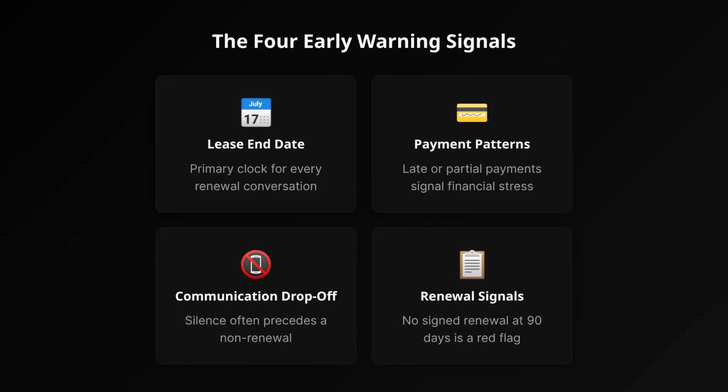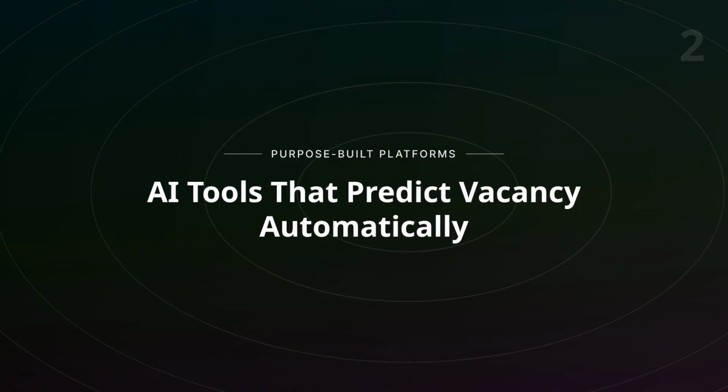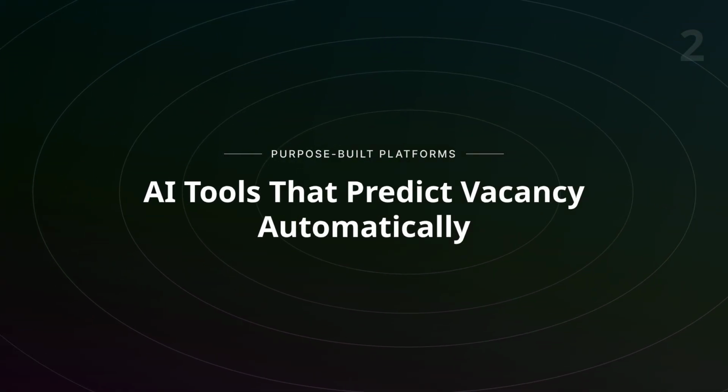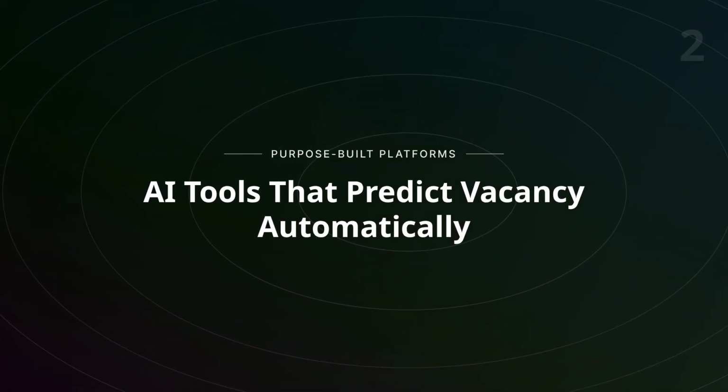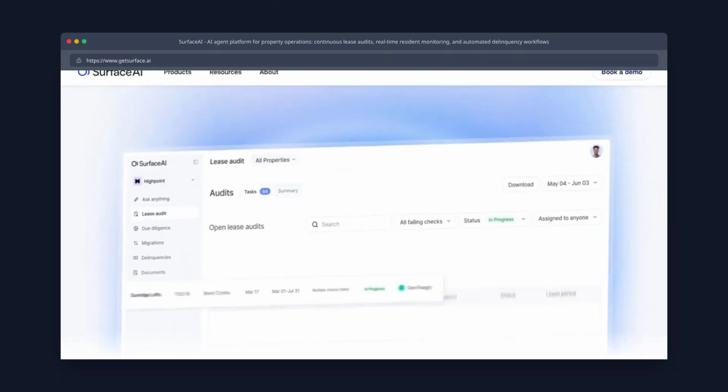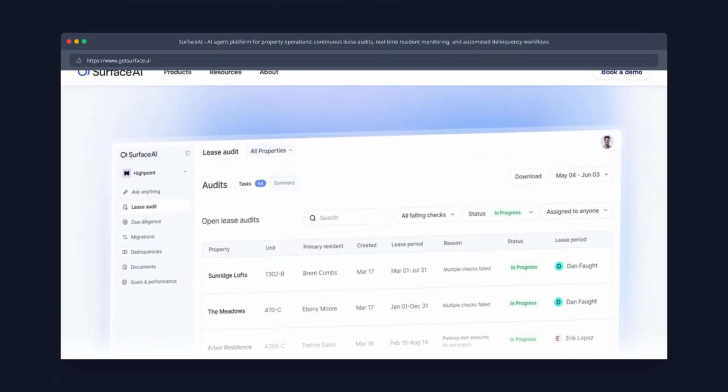The ChatGPT exercise teaches you something important. Predictive occupancy is really about reading early warning signals. These are the 4 data points that matter most when you're trying to flag a unit before it goes dark. Once you understand the signals, you're ready to automate the detection. Let's look at the platforms built to do exactly that.